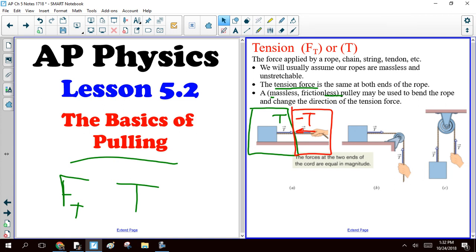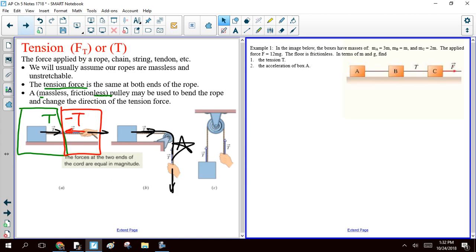Now notice in this example over here, the pulley is bending the rope. So it changes the direction of the force. Instead of the hand pulling the rope backwards and the rope pulling the box in that same direction, here we've got the rope being pulled down. The pulley bends that force and causes the box to be pulled forwards. Over here, we've got kind of the same idea. Tension is the same at both ends. Watch your signs. Pulleys bend the force, or change the direction of the force, is probably a better way to say that. All right, so let's do this example.